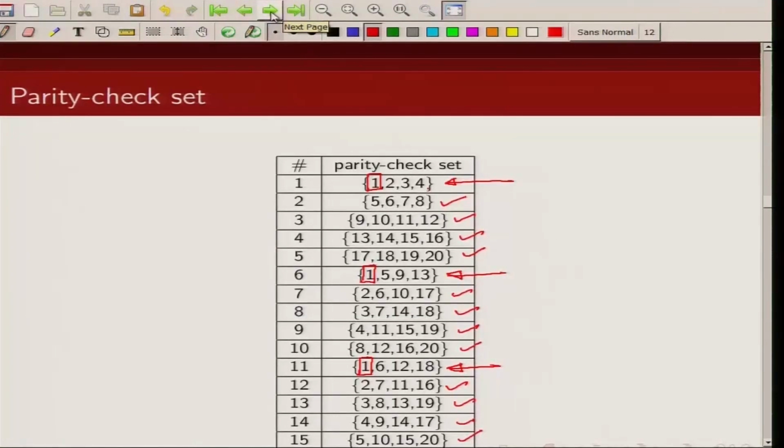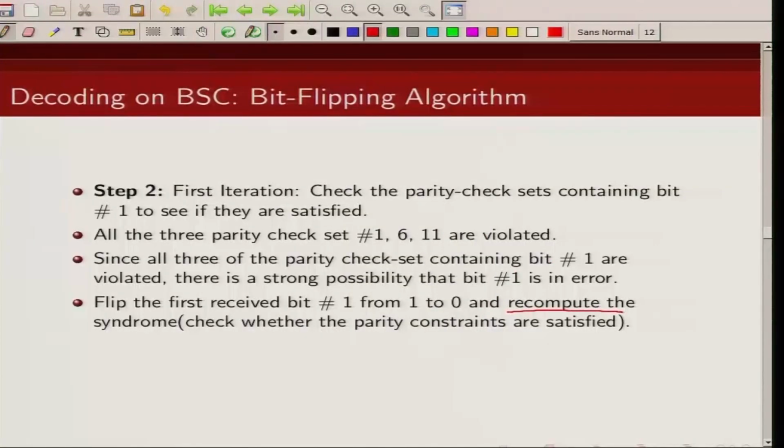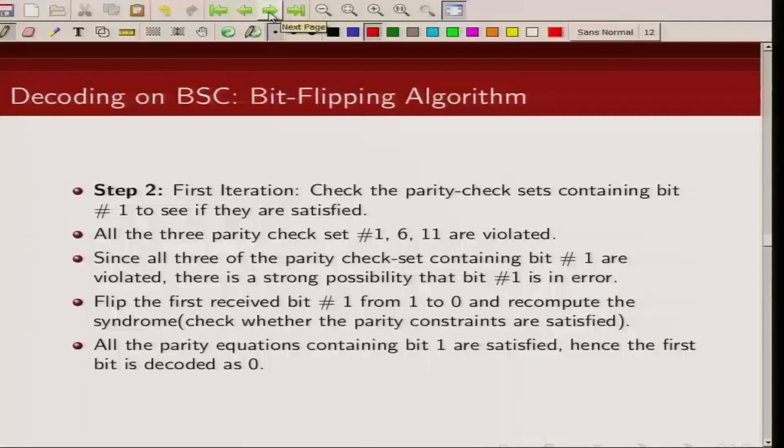Now, note that when we flip this bit, it is no longer in error, and these bits are no longer in error. So, these parity check constraints will also be satisfied. Hence, we are able to correct a single error. When we recompute the syndrome, we will see that all the parity check constraints are satisfied, because there was only a single error which we were able to detect and correct.